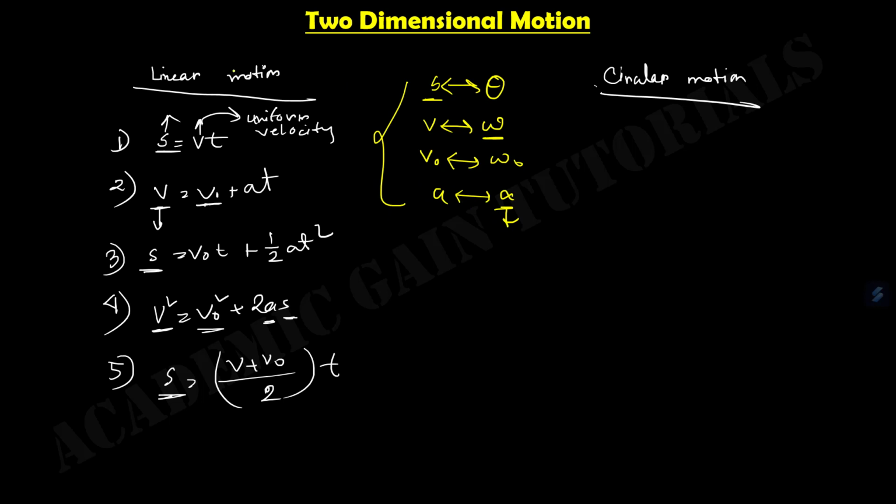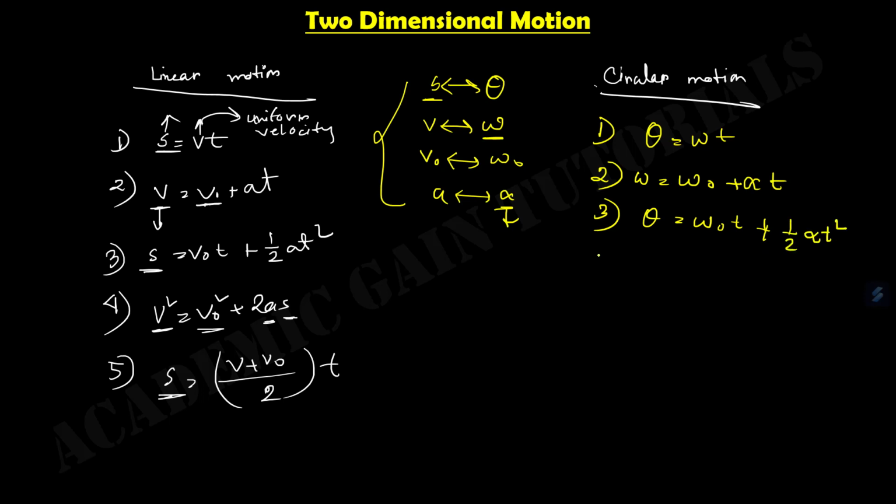So if I replace these with v naught and a, for the first equation I will get theta equals omega t. For the second equation I will get omega equals omega naught plus alpha t. The third equation is theta equals omega naught t plus half alpha t square. The fourth equation will be omega square equals omega naught square plus 2 alpha theta. And the fifth equation will be theta equals half of omega naught plus omega into t.